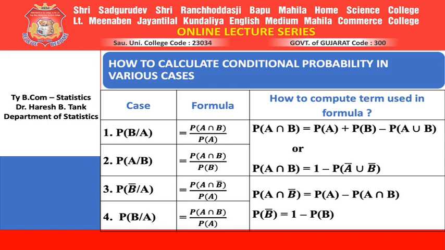The fourth case, probability of B where A had already occurred. That is nothing but probability of A intersection B divided by probability of A, that we have seen earlier. Fine. Now for that we may need probability of A intersection B complement. Probability of A intersection B complement is nothing but probability of A minus probability of A intersection B. That one can get from a Venn diagram or that matrix format. And probability of B complement is nothing but 1 minus probability of B.